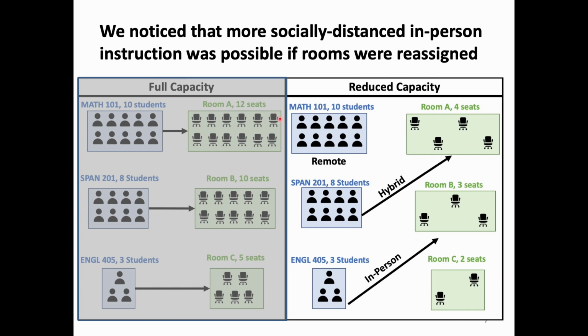For example, if this math class is delivered remotely, that opens up this room where we can then deliver the Spanish class in a hybrid format with students alternating attendance, which in turn opens up room B, where we can then deliver this English class where all students would be able to attend in person with socially distanced or under social distancing.